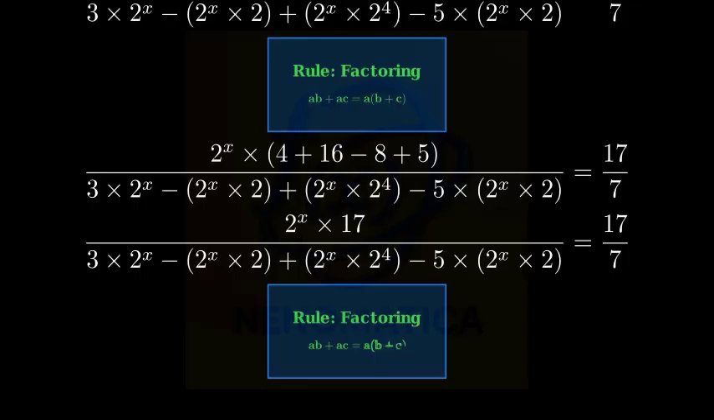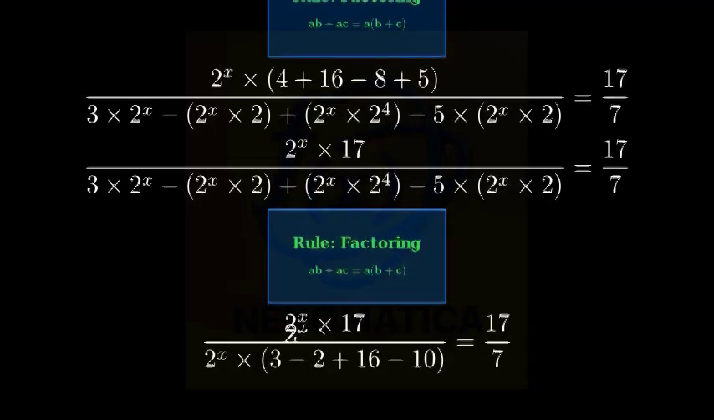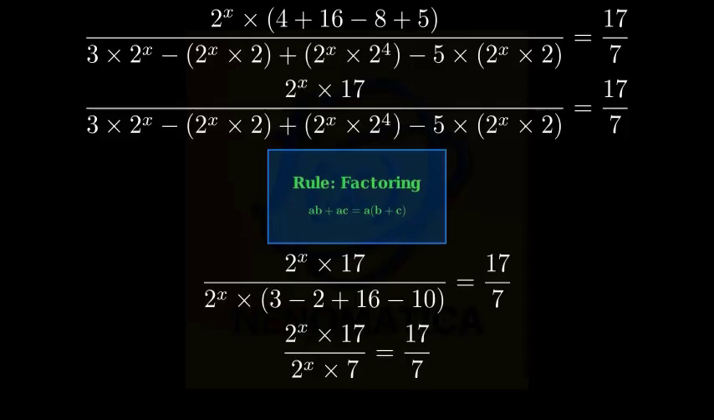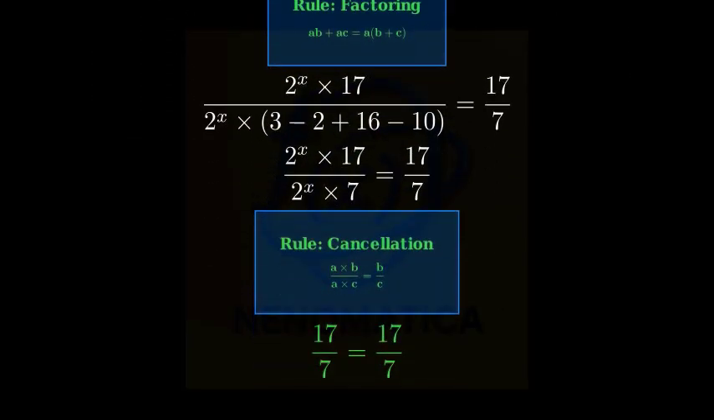Similarly, we'll factor out 2 to the x from each term in the denominator. This gives us 2 to the x times the quantity 3 minus 2 plus 16 minus 10. Let's simplify the expression inside the parentheses in the denominator. 3 minus 2 plus 16 minus 10 equals 7. The 2 to the x terms in both numerator and denominator cancel out. So our equation becomes 17 divided by 7 equals 17/7, which is the right-hand side of our original equation. So our solution checks out.